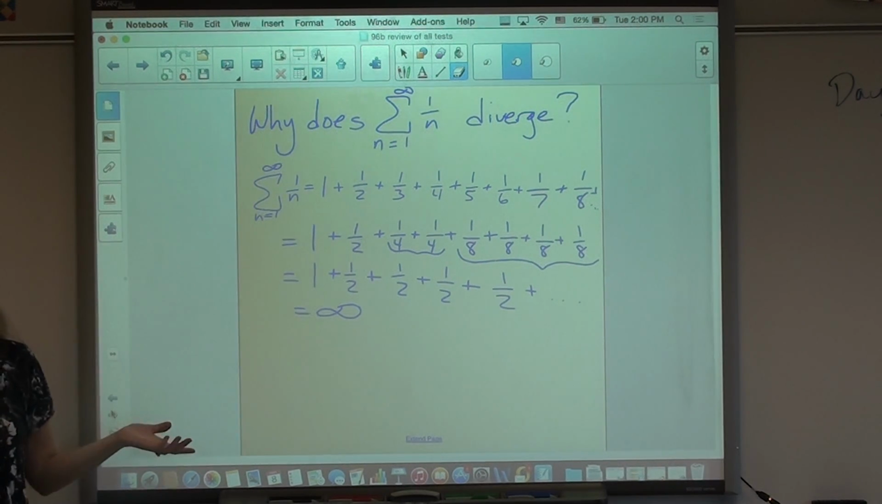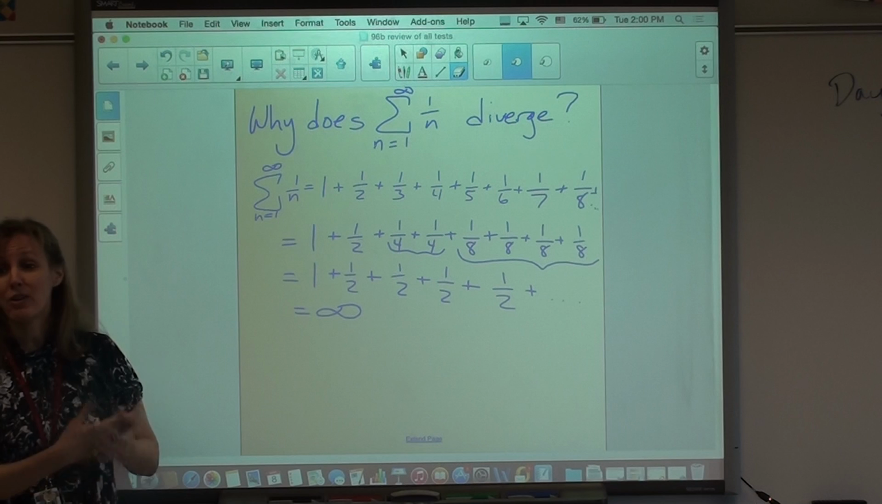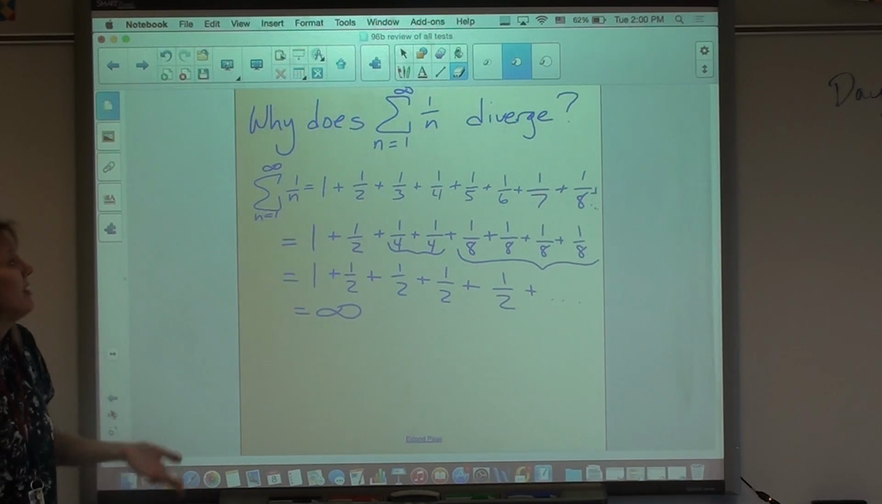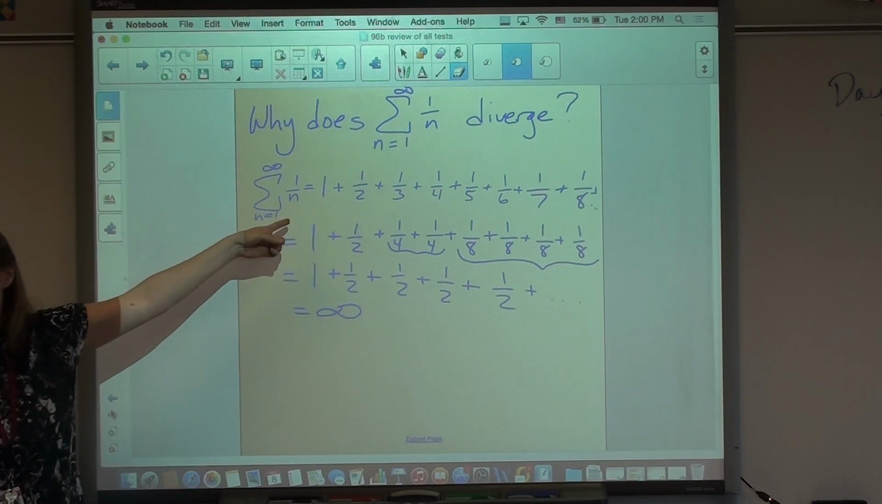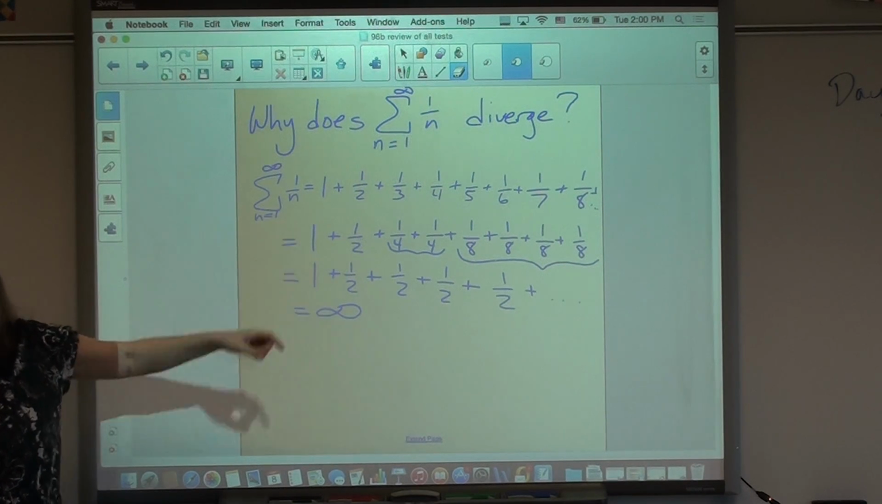So I thought that was pretty cute. So there you go. Now you've just proven that the sum of 1 over n diverges. There you go.